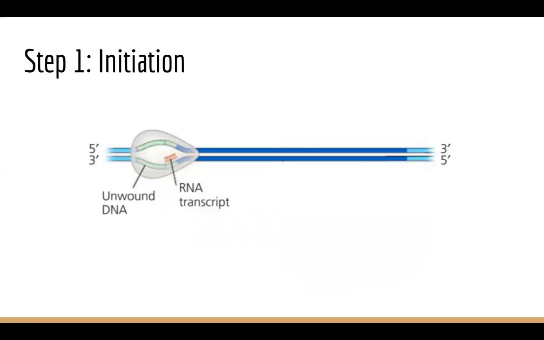So there's 3 steps to transcription. The first one is initiation. And so we have our RNA polymerase, which will go ahead and bind to the promoter region of our DNA strand. And if we take a look at our double-stranded DNA, we'll see over here that we're going to be replicating based off this bottom strand.